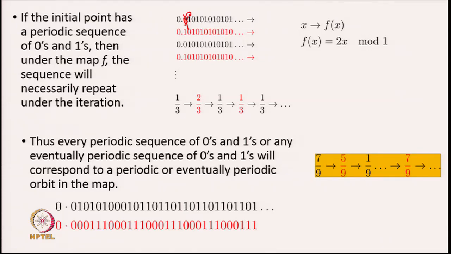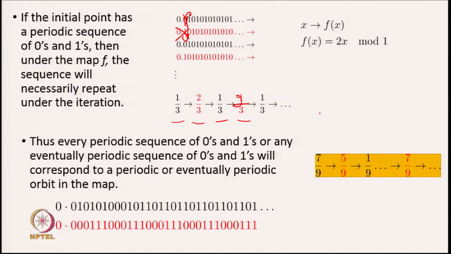101010 all the way up to infinity. Applying the map again, I now shift it to the next point, remove the leading 1, and I get again 0, 1, 0, 1, etc., all the way to infinity, and this process will repeat. This is exactly equivalent to writing in decimal notation 1 by 3 goes to 2 by 3 goes to 1 by 3 goes to 2 by 3, and so on.